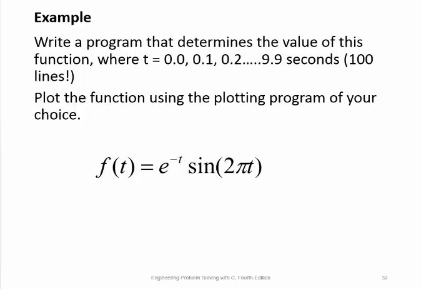So here's my example. Write a program that determines the value of this function shown below at t equals, you can see there are 100 lines of data, so t equals 0, 0.1, 0.2, all the way up to 9.9 seconds. That's 100 lines of data that you're going to calculate. And then I want you to plot that function using the plotting program of your choice. So this is the function that our program has to implement. It's actually called a damped sine wave. It's a sine wave that decays over time, and you'll see it here in a moment.